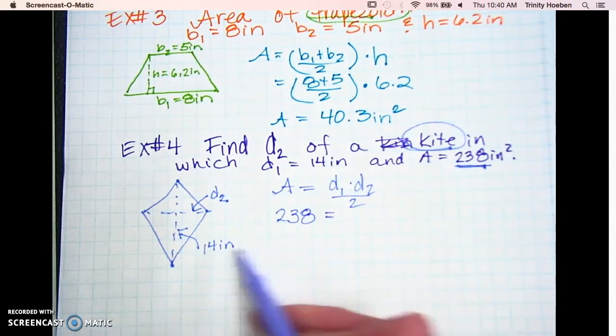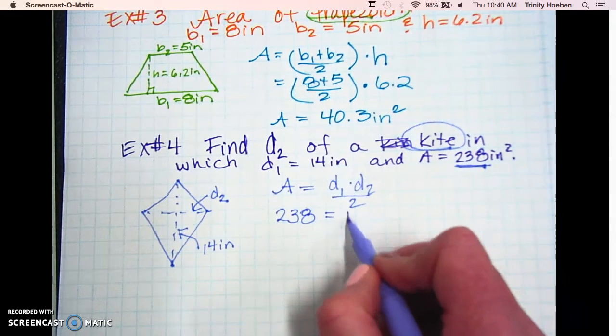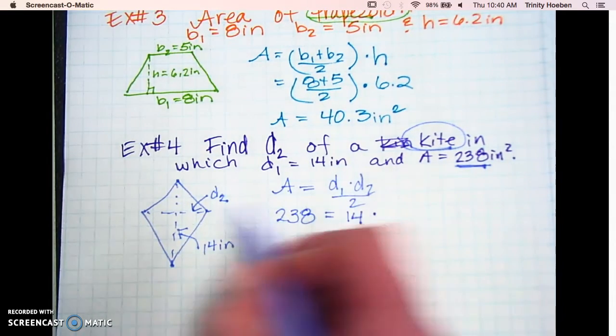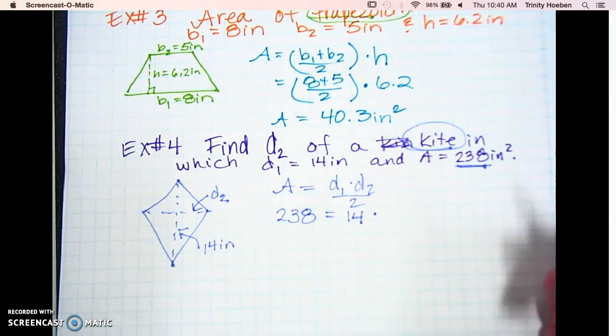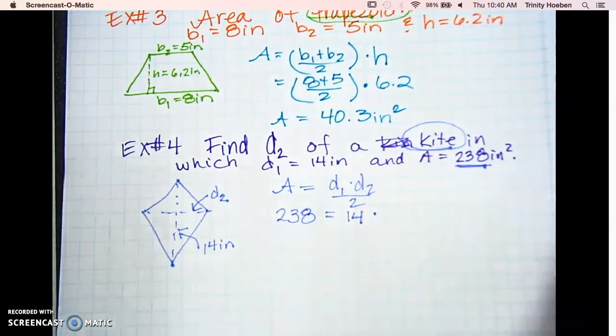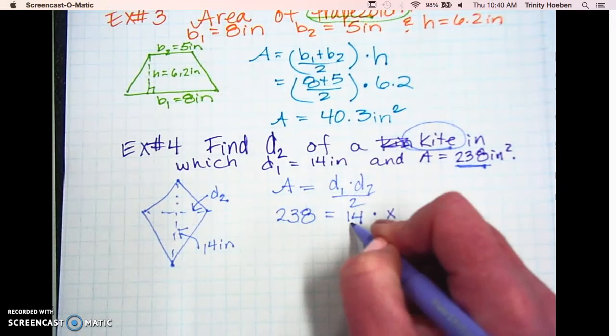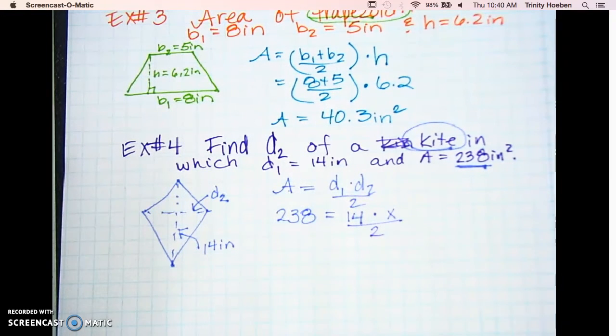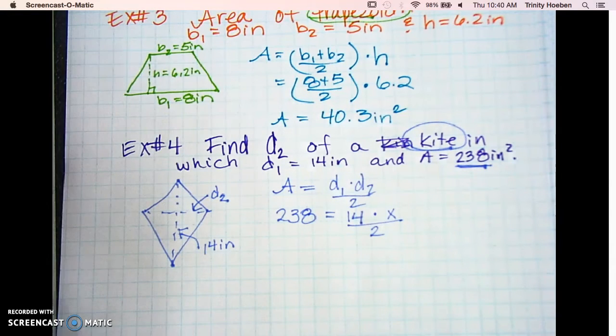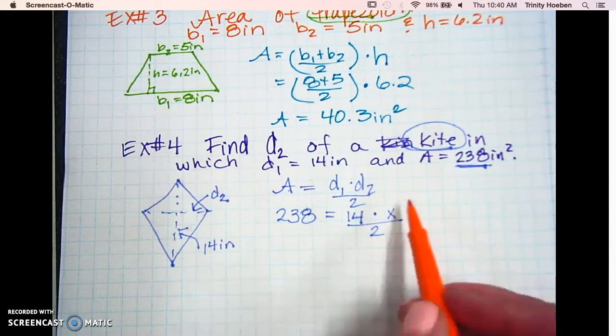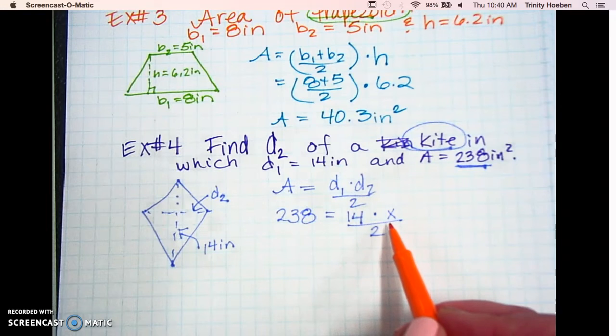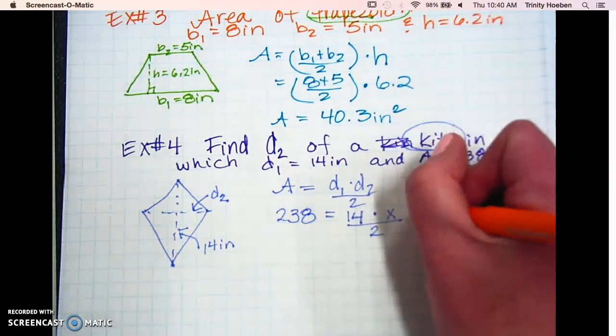So diagonal 1, we know is 14 inches. Diagonal 2, we don't know. You can either call it X, or in this case, you could call it D2, whatever variable you like. And then divide it by 2. That 2 there is just part of the formula. So now I'm going to do inverse operations till I get that X by itself. Right now it's being divided by 2, so I'm going to multiply by 2.